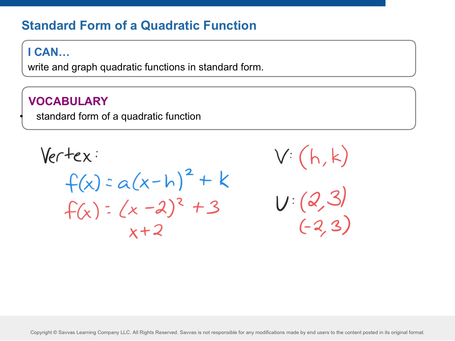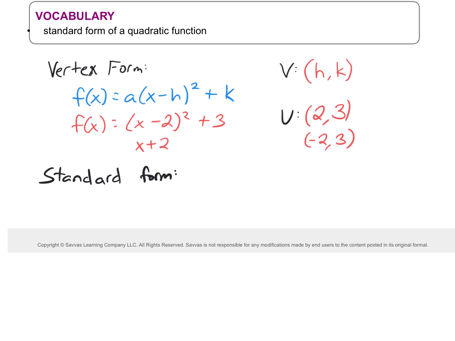Today, again, we've talked about this before. Today we're going to talk about standard form. I'm going to write out vertex form. We have dealt with and graphed standard form already. Standard form is f of x equals ax squared plus bx plus c. A lot of us refer to this as the ABC form. The ABC is the standard form.